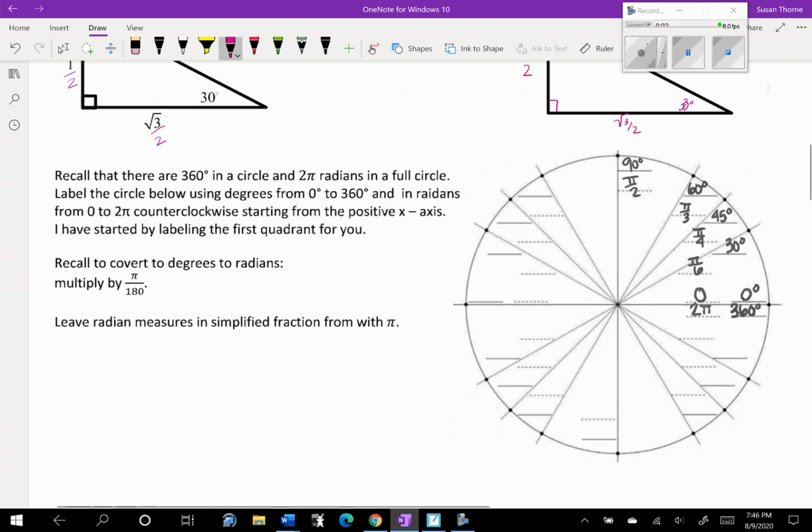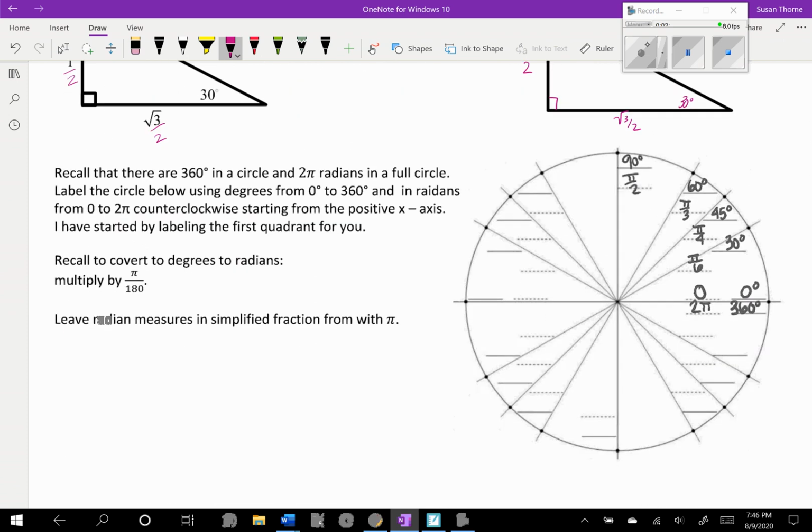So recall that there are 360 degrees in a circle, and we also talked about last year there are 2 pi radians in a full circle. Label the circle below using degrees from 0 to 360 and in radians from 0 to 2 pi, counterclockwise starting from the positive x-axis. I've started this for you, so go ahead and do this part on your own, and when you're done you can unpause and we'll go ahead and check it.